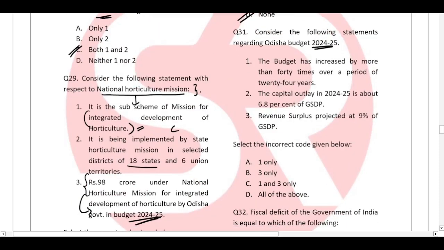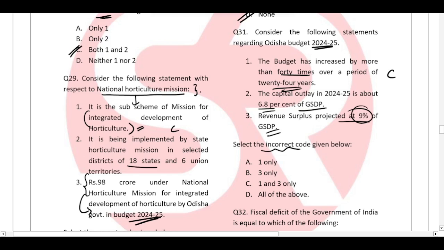Consider the following statements regarding the Odisha budget 2024-25. The budget has increased by more than 40 times over a period of 24 years. The capital outlay is about 6.8% of GSDP. The revenue surplus is projected at 9% of GSDP. Select the incorrect code given below.